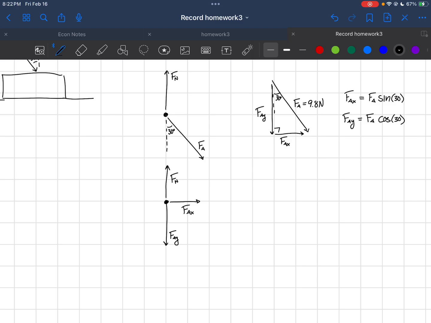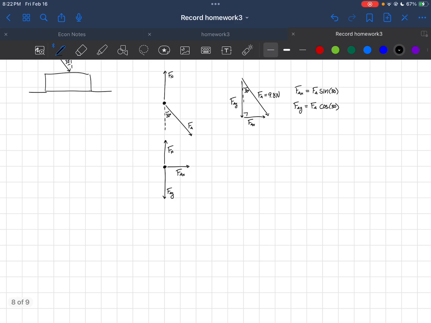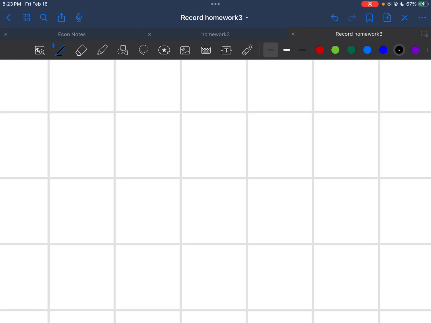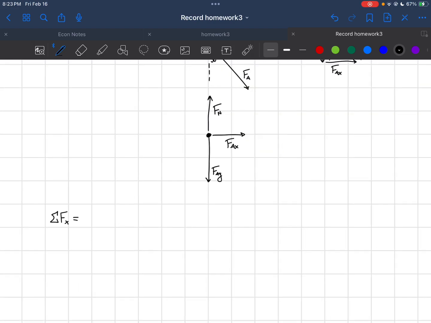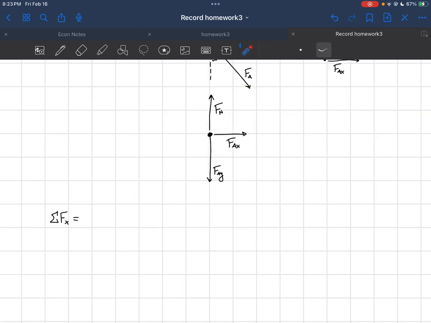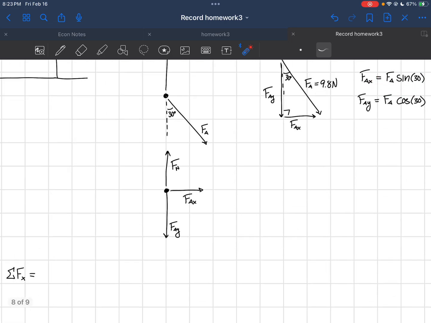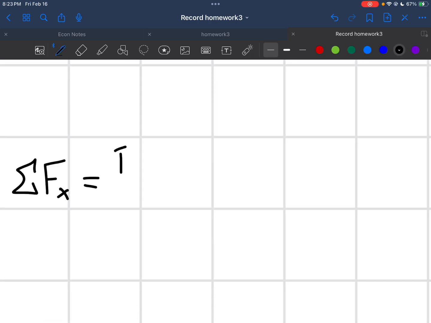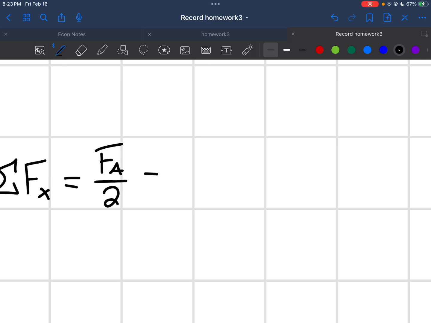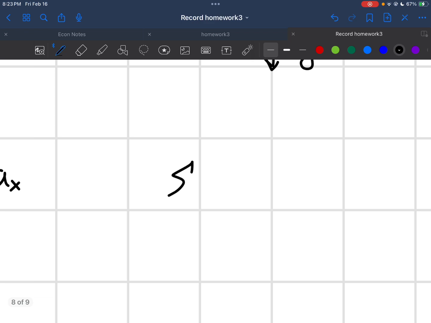And now I'm going to write my Newton's second law. So I'm going to say my sum of my forces in the x direction. Well, the only thing I have acting in the x direction is that FAX. We said that was FA times sine 30. So sine of 30 is going to be 1/2. So I'm going to call that FA over 2, which again is just my FAX. That equals my MAX.